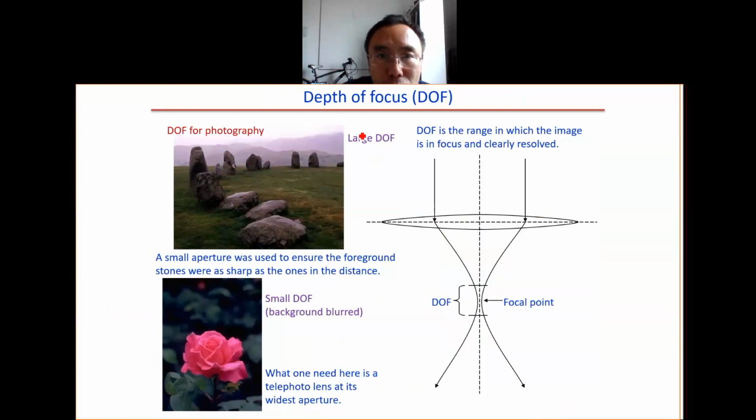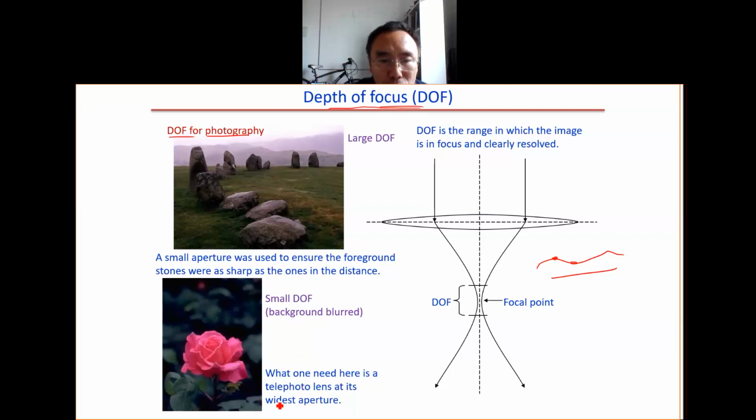Besides resolution, we also care about the depth of focus, because of the wafer. If the wafer is not flat, maybe this area is well focused, this area is not well focused. So this is the problem. We need to care about the depth of focus. For photography, we have the same idea of depth of focus. This one is well focused from front to back. This one, only this flower is well focused, the background is blurred.